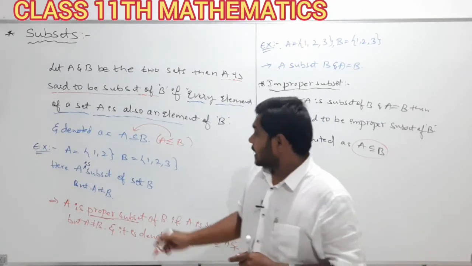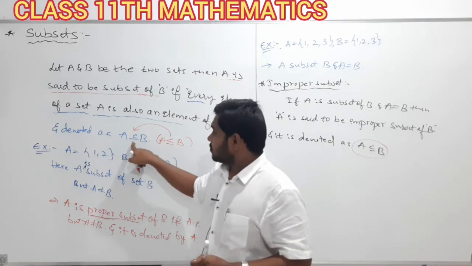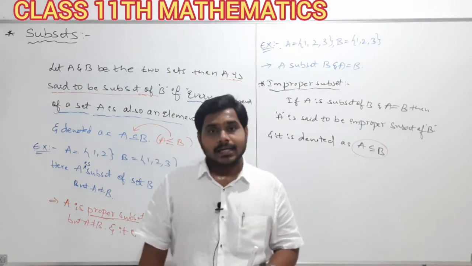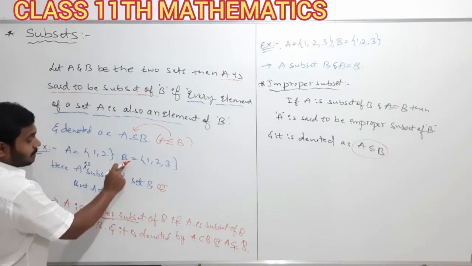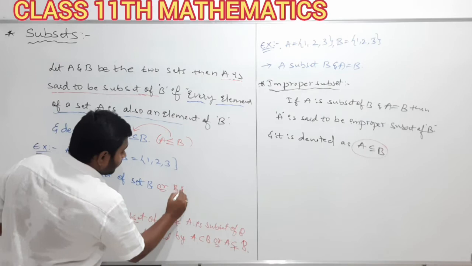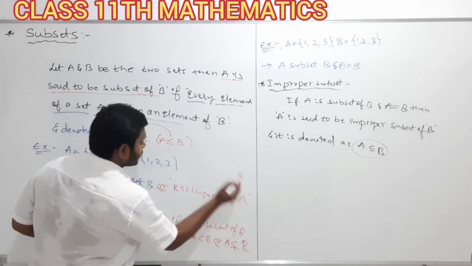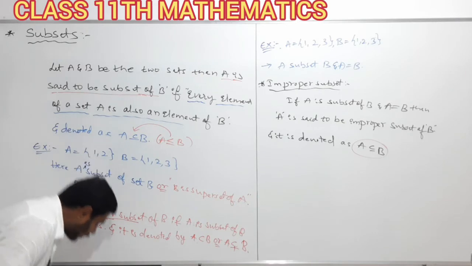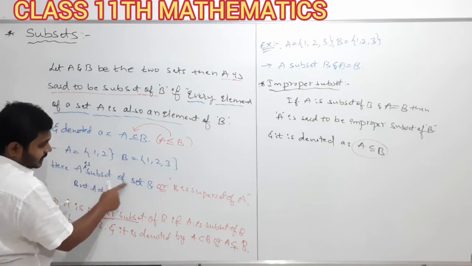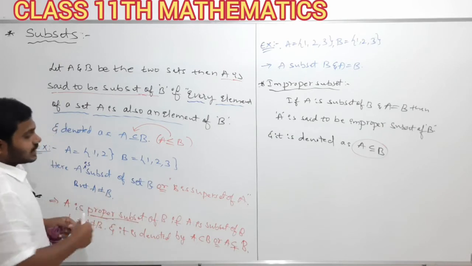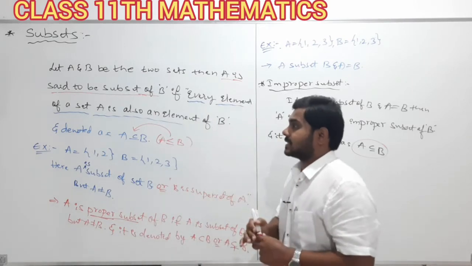And please remember, in this case every element of A is in the set B. It means we can use a symbol like this, A is a subset of B, you can write, or my dear students, in this case B we can call a superset. So we can write B is a superset of A. Every element of A is contained in the set B. It means A is a subset of B you can call, or B is a superset of A also you can call, my dear students. Am I clear? So this is all about the concept of subsets.